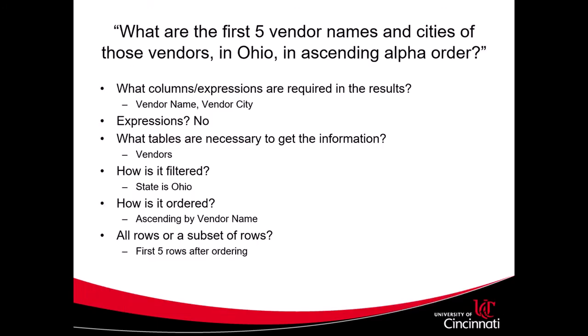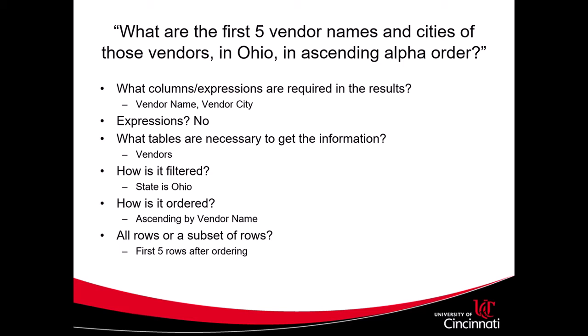Here's a more complex question. What are the first 5 vendor names and cities of those vendors in Ohio in ascending alpha order? We're asking for only 5 records. Even if there are 100, they only want 5. We're asking for 2 columns from the table, vendor names and cities. We're asking for a filter, addresses in Ohio, and we're asking it to be sorted in ascending alpha order.